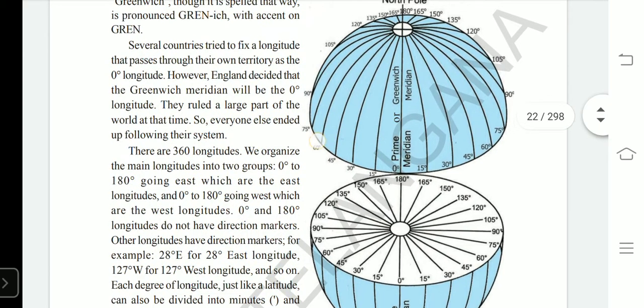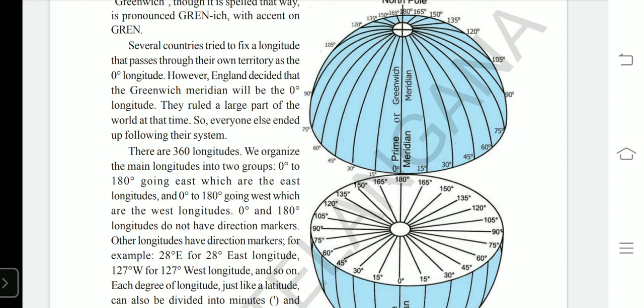So here we find that the Greenwich meridian passing through London divides Earth into two equal halves. One is the Eastern Hemisphere, another is the Western Hemisphere. Just as the equator divided Earth into two equal halves, that is the Northern Hemisphere and the Southern Hemisphere.